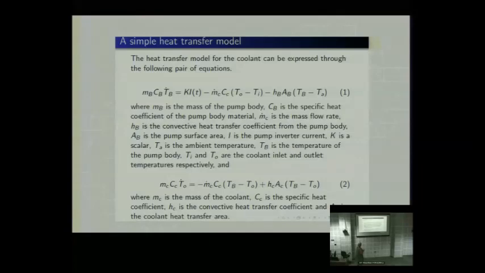It's affected by the transfer to the outside world, and it's clearly getting heat energy as well coming from the currents here. So we can do a very simple heat transfer model of the pump body. And the second thing that we did heat transfer around was the coolant outlet temperature.